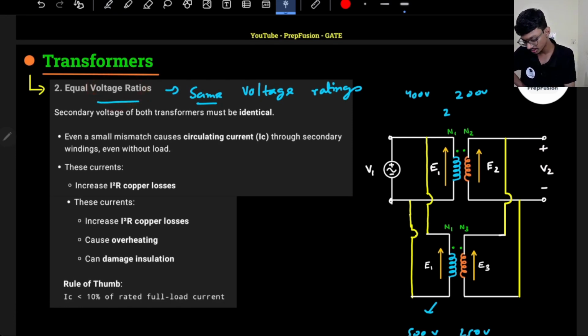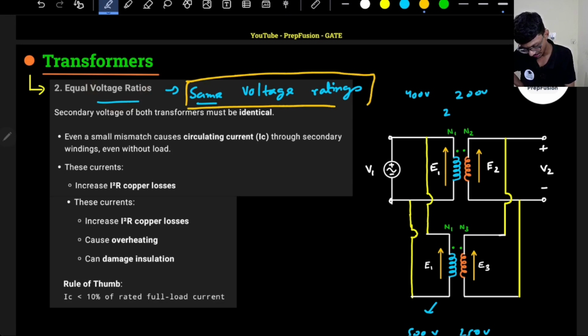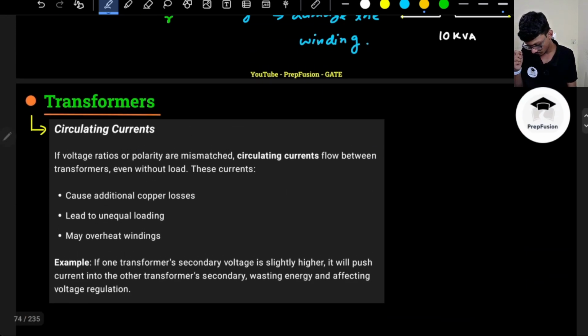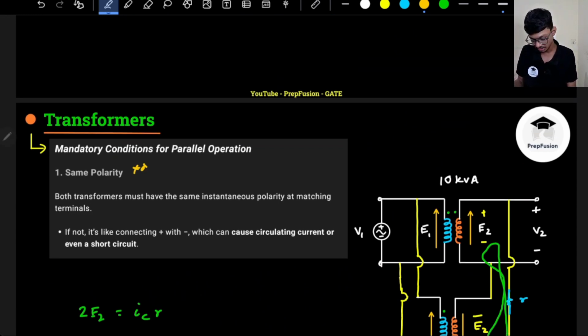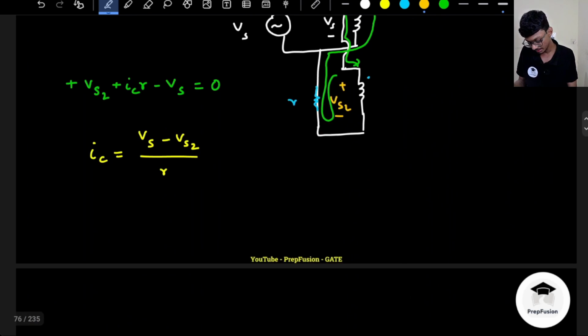The exact statement should be that they should have the same voltage rating. This is the correct condition. If they have the same voltage rating, automatically the turns ratio will be the same. So you should say they must have the same voltage rating and they must have the same polarity. These two conditions are mandatory. Now let's discuss the desirable conditions.